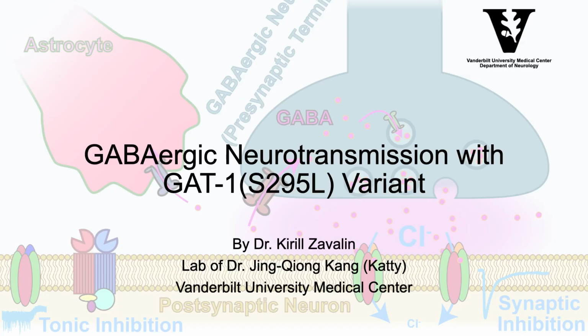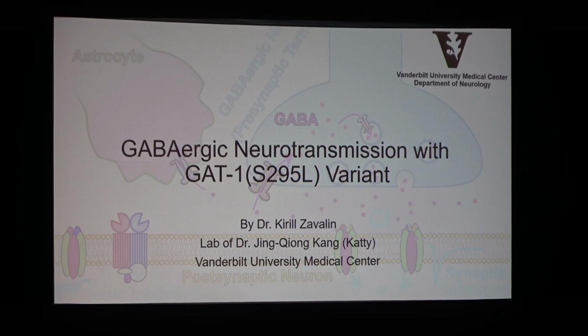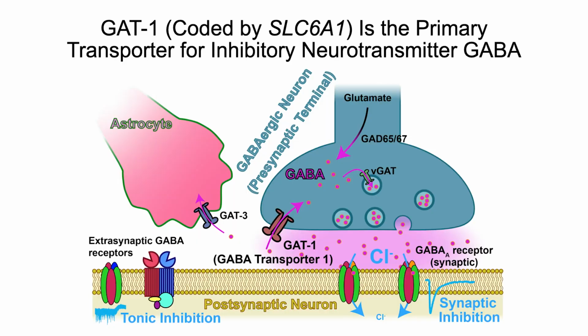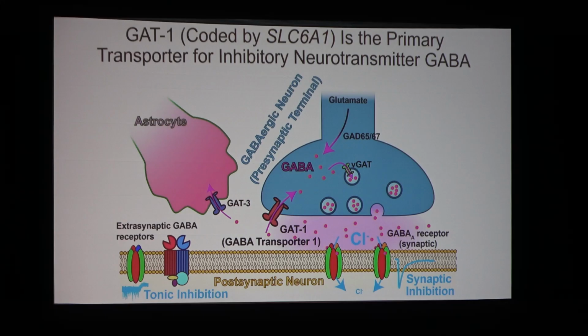Okay, so my presentation is titled GABAergic Neurotransmission of GAT1 S295L variant. When we think of a GABAergic synapse, GABA being the primary inhibitory neurotransmitter in the CNS, GABA is released at the synapse where it activates GABA A receptors on the postsynaptic neuron. That will cause a synaptic inhibitory current that's pretty acute and will quickly decay as GABA is taken up and diffuses out of the synapse.